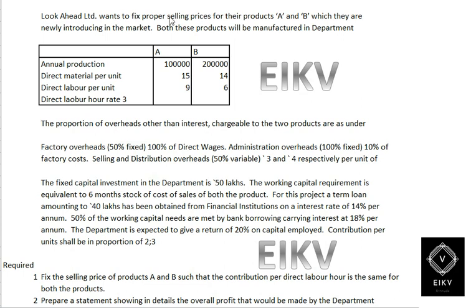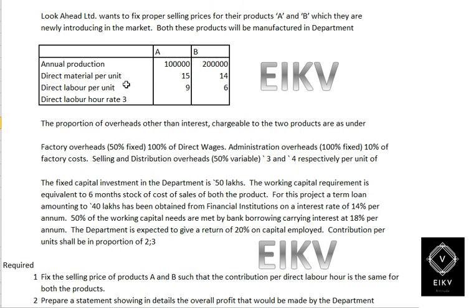Look Ahead Limited wants to fix a proper selling price for their products A and B, which they are newly introducing in the market. Both these products will be manufactured in departments. So we have two products A and B. Some of the details are: annual production 1 lakh for A and 2 lakh for B.